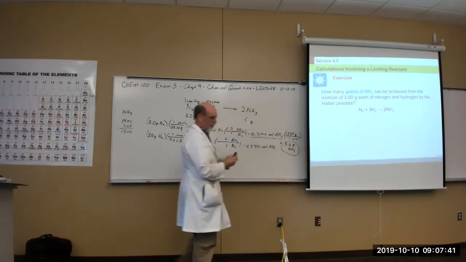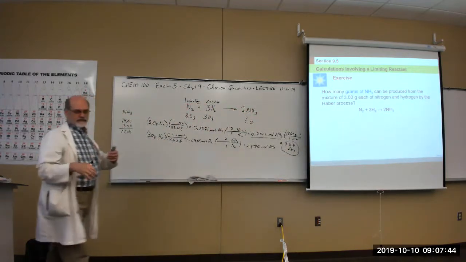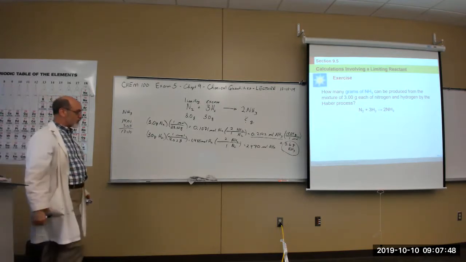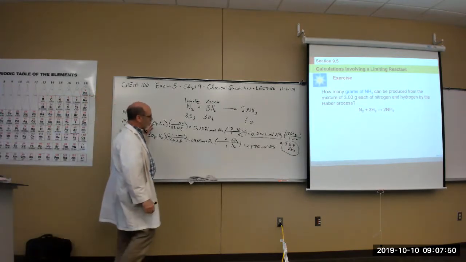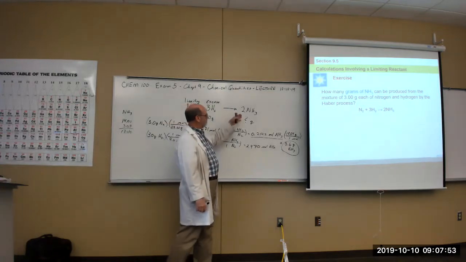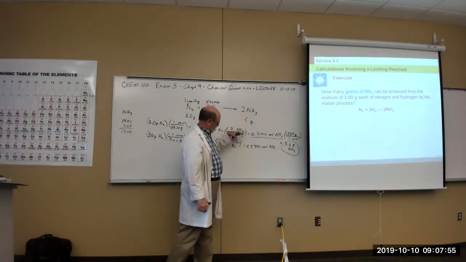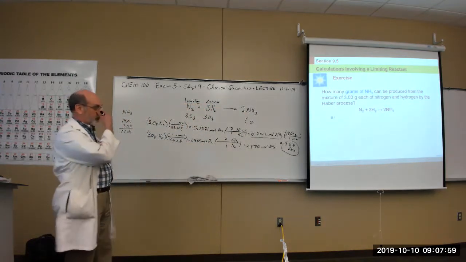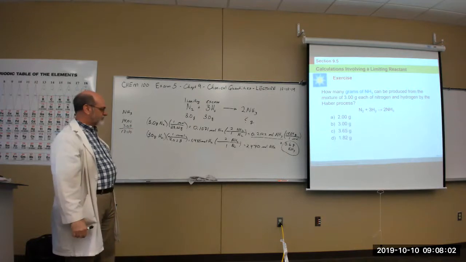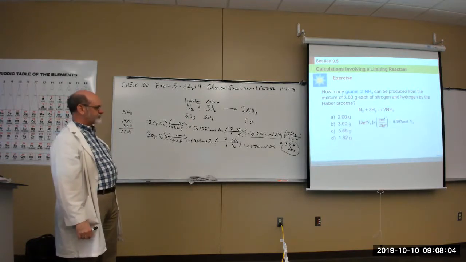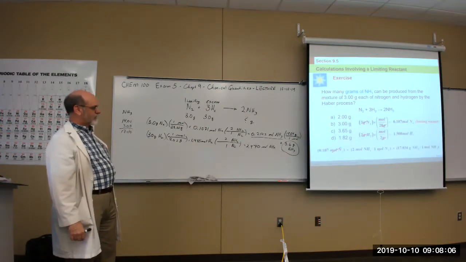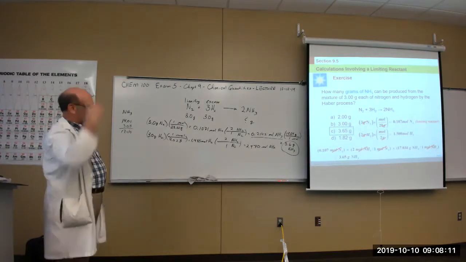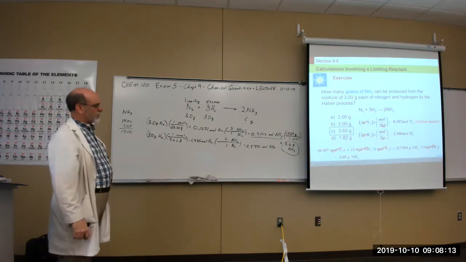Okay? So those are the steps for doing a limiting reactant problem. Find out which one is the limiting one by converting it to moles, then to your target, and see which one's the smallest. That's the limiting one. And there's your answer. I rounded off, but close enough for government work.